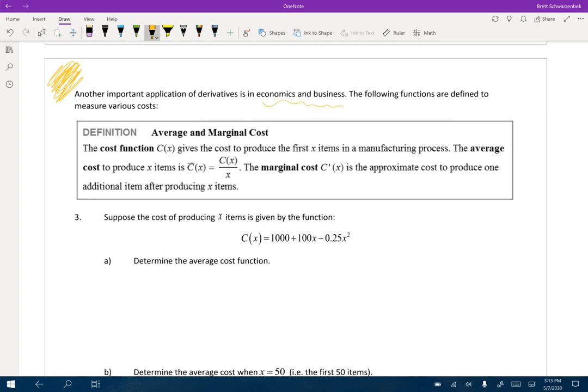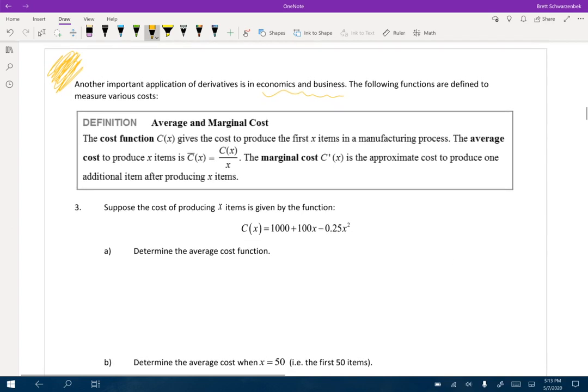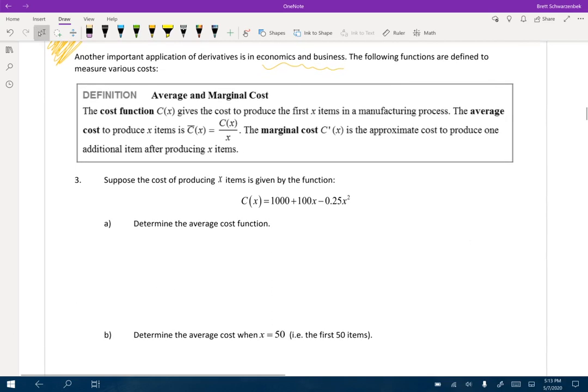As you see, this is a big application section. This is something you would learn in more detail if you were taking a business calc class, but we touch on it briefly because it is important. Okay, so definition. There are two important things you're going to need to know. First, we define a cost function as capital C of X. This gives the cost to produce the first X items in a manufacturing process.